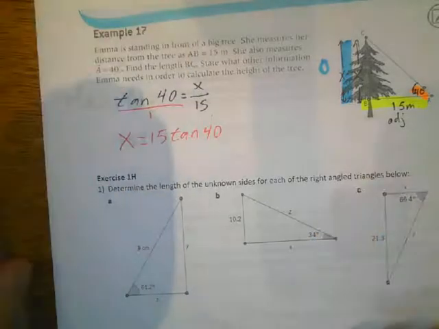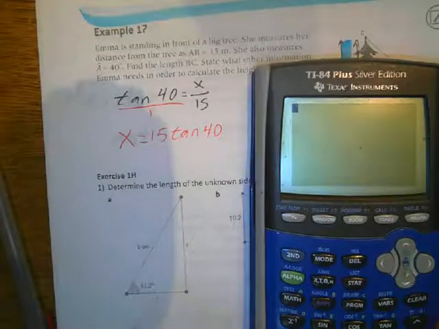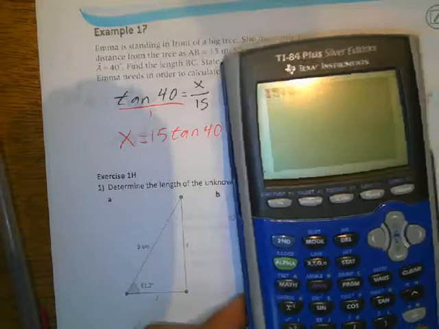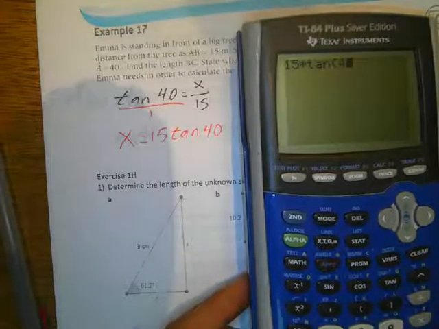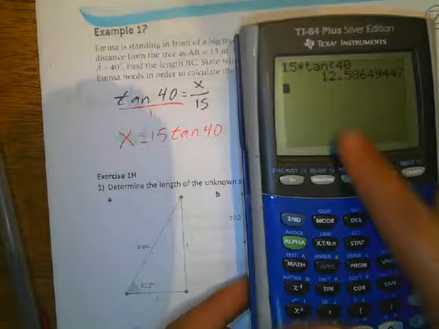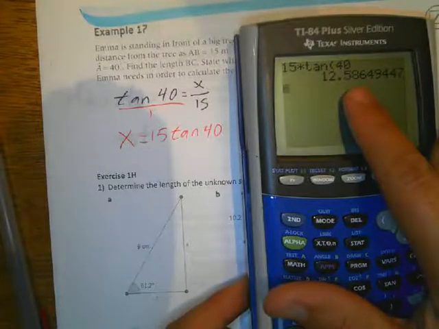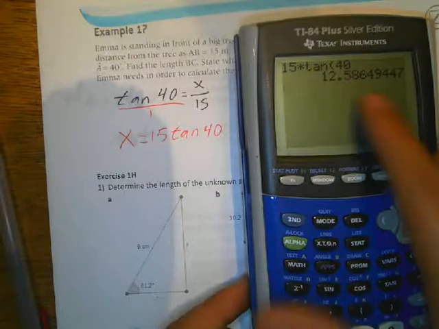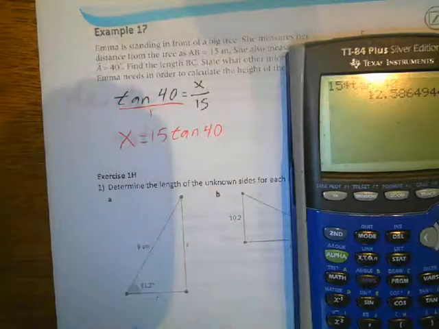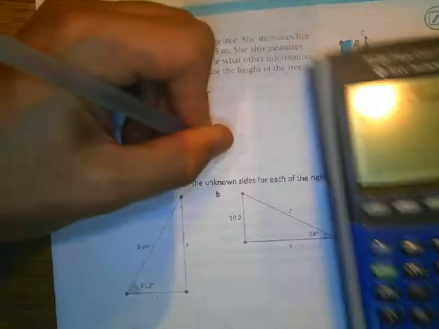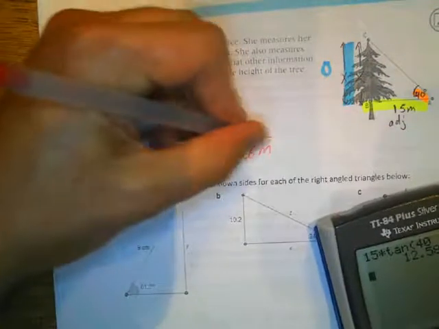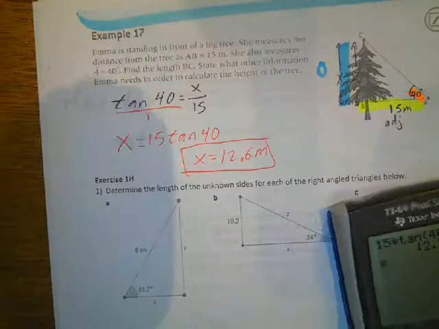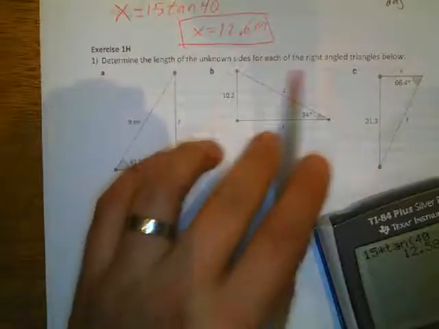And let's type that into the calculator. 15 times tangent 40, and I hit enter, and we get 12.586. So to 3 significant figures, that is 12.6. And this is in meters. Okay. Next question. Determine the length of the unknown sides of each right triangle.